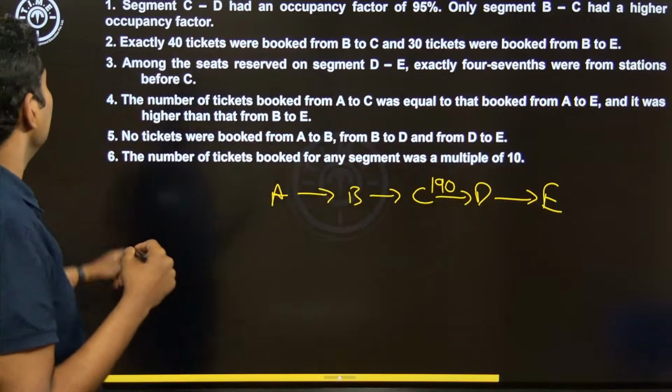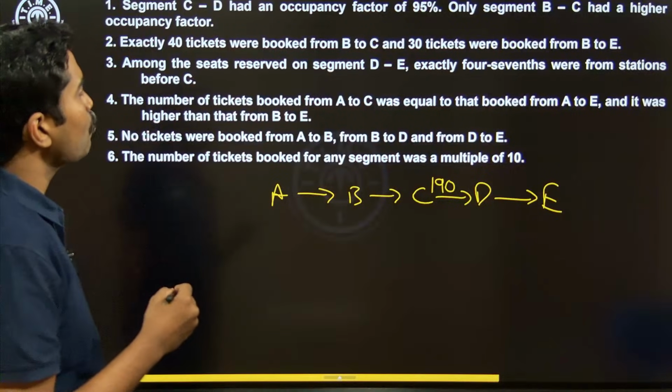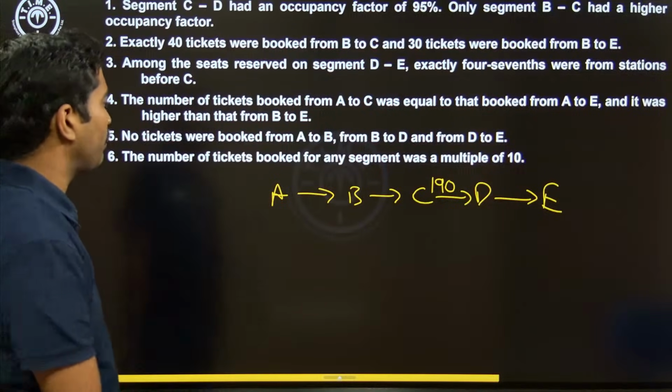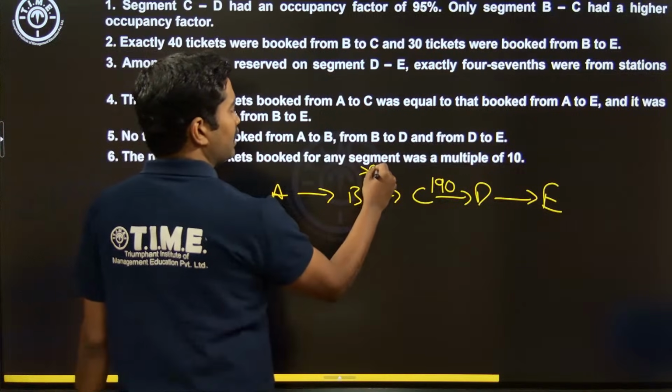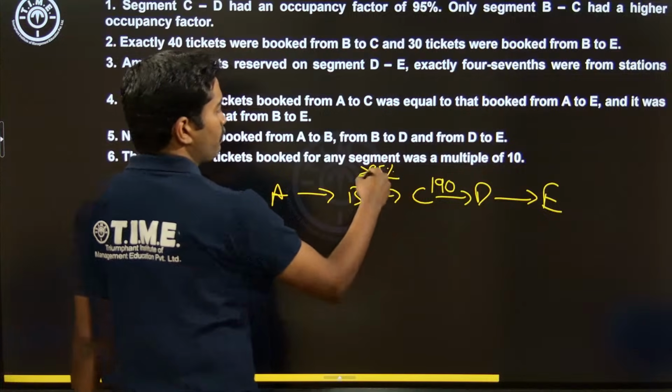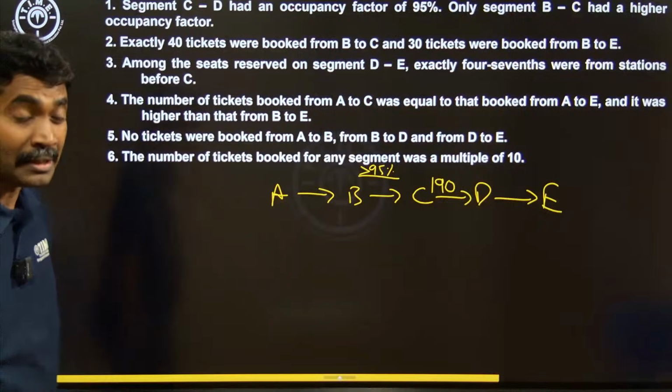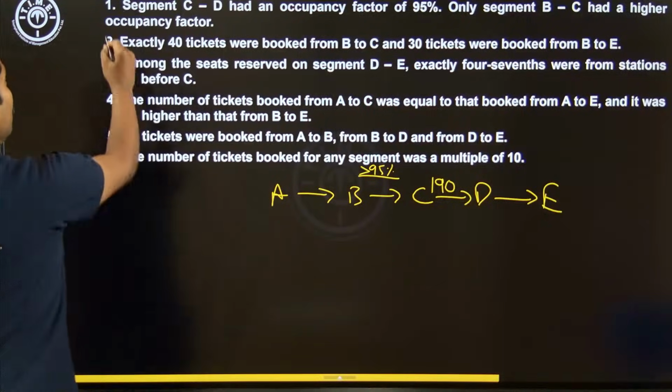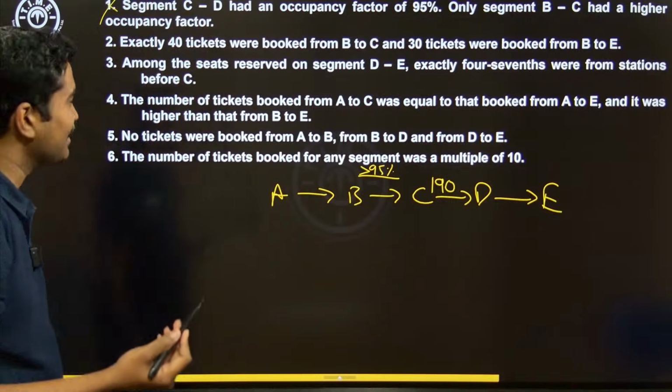Next one. First hint used, only segment BC had a higher occupancy factor. All right. So this one had greater than 95% occupancy. Could be 96, 97, 98, 99, 100. I don't know. Greater than 95%. Okay, I can't do this in the exam, but I'm doing this here. I'm just striking it off.